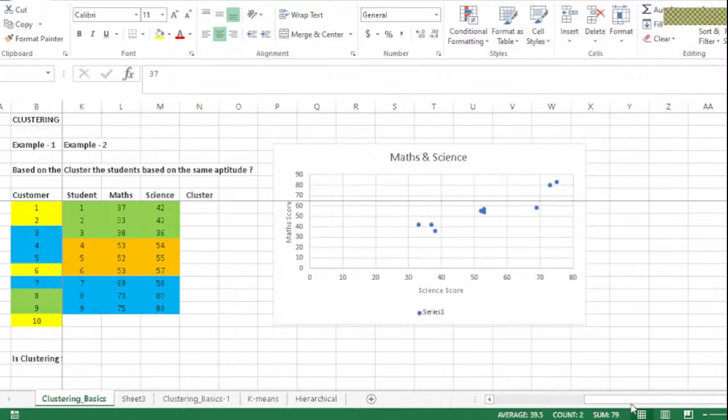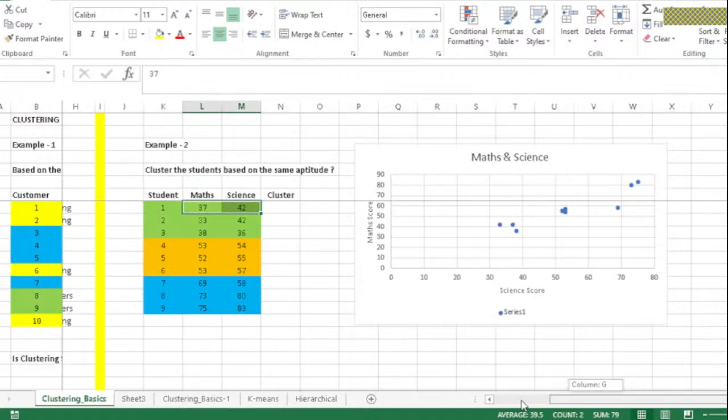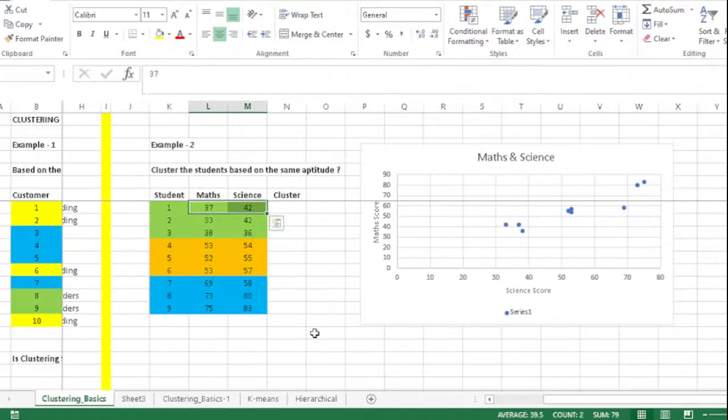And that too is reflected when I just intuitively look at the marks: 37, 42, 33, 42, and 38, 36. Then you have 53, 52, 53, 54, 55, 57. Again, put them in a single cluster, and similarly the third cluster, 7, 8, 9. I can put them in a single cluster. Is that clear? What we do in clustering?